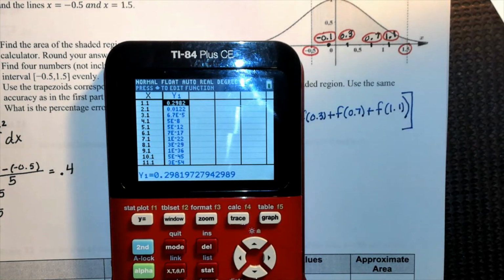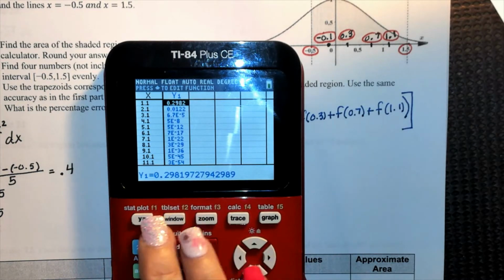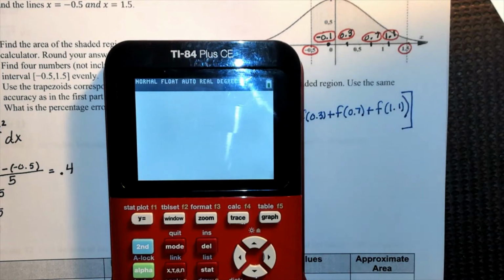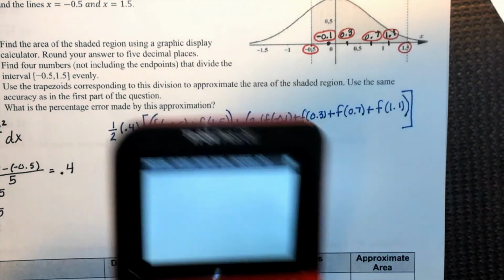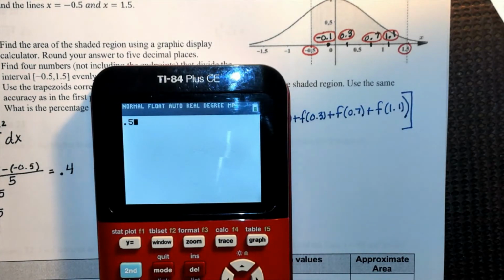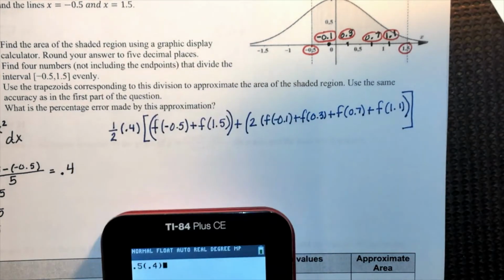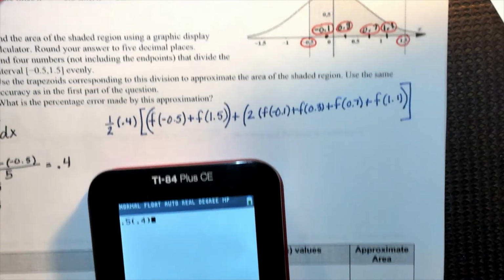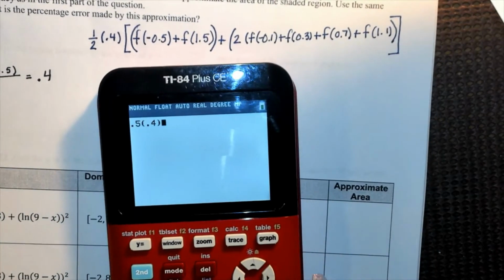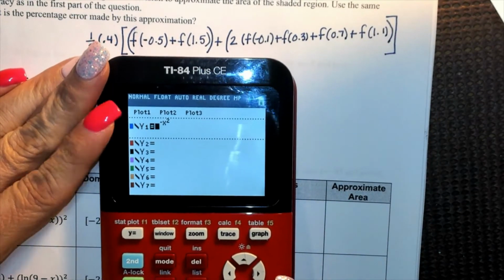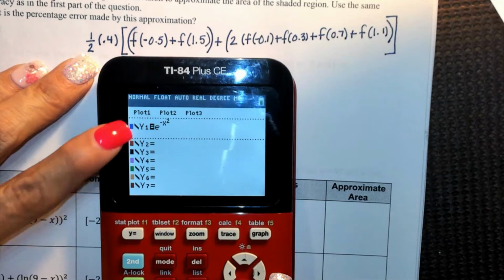So I've learned something on your calculator that is really, really helpful. So we're going to quit this. We're going to clear this out. So what we're going to do is I'm going to do 1/2 times 0.4, parentheses. Okay, that's my numbers in the front. I'm going to do this so we can see all of this. Now, first off, if you didn't put this into your calculator, you have to do this part first. You got to put that in here.